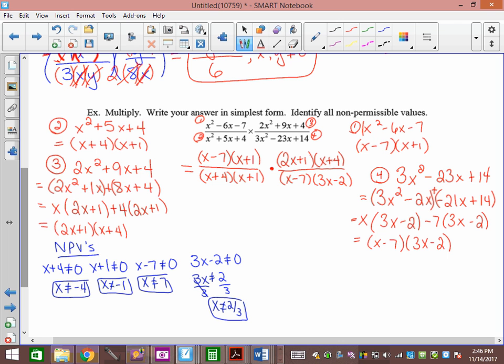So anything that matches exactly in the numerator with anything that matches exactly in the denominator, we can cancel. Does anything match? The x plus 1s do. What else does? x plus 4. It doesn't matter that this one's on the right and this one's on the left. What matters is that one of them is in the top in the numerator and one of them is in the bottom in the denominator. And then the x minus 7s.